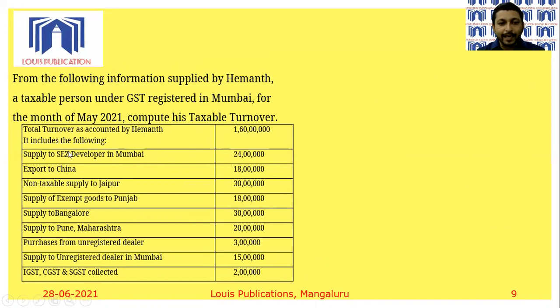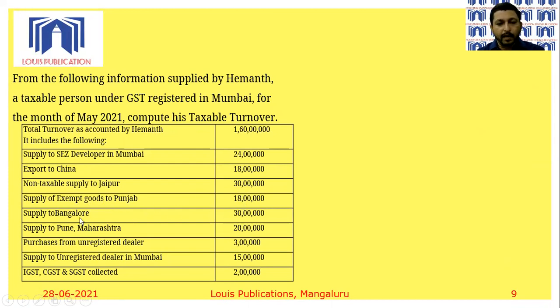Now it's given that it includes the following, so these are the amounts which are included. If an item is not to be included, we are going to deduct it from 1 crore 60 lakh rupees. Supply to SEZ developer in Mumbai is a zero rated supply, so it has to be deducted. Exports to China are also zero rated. All exports are zero rated, so will be deducted. Non-taxable supply to Jaipur. We focus only on taxable supply and interstate branch transfer. So non-taxable supply of 30 lakh will be excluded. Supply of exempt goods to Punjab is also excluded.